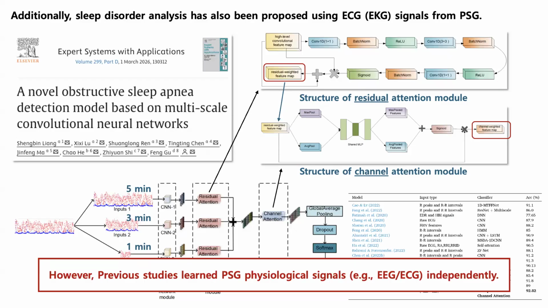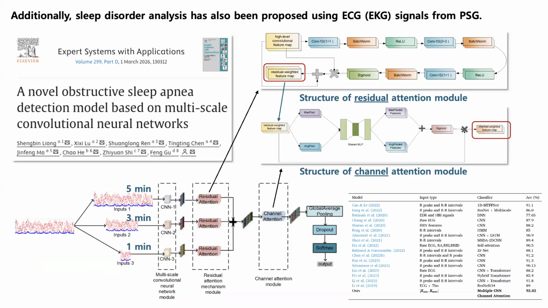Some question about attention. The red attention is self-attention and blue is cross attention. One more time, quickly. The attention. There are two attention blocks, residual and channel. Yeah. The residual is self-attention.